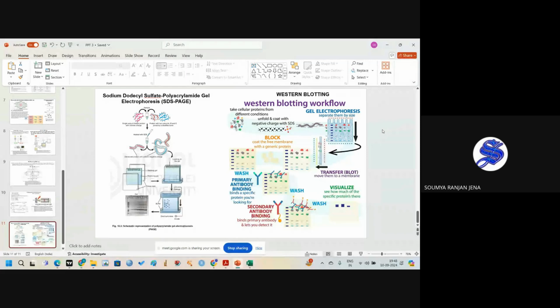First of all, your target: if you want to check the expression of proteins, then you will go for this SDS PAGE. If you want to know the enzyme-substrate reaction or antibody-antigen reaction, then you will go for the native PAGE. Native means in the native form of the proteins; here we cannot use this SDS, sodium dodecyl sulfate.